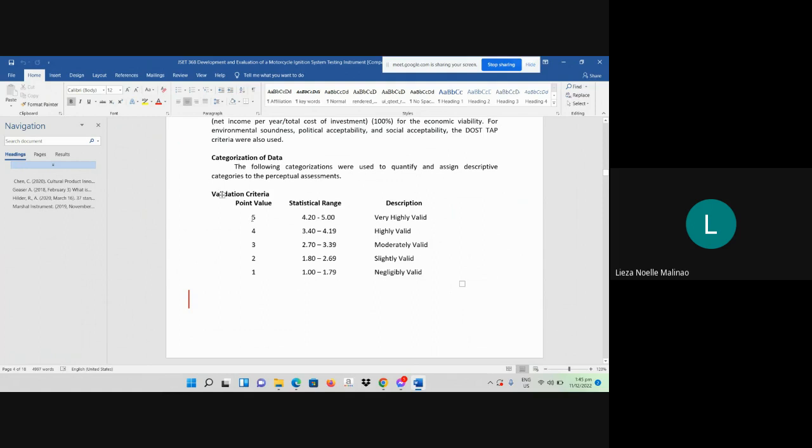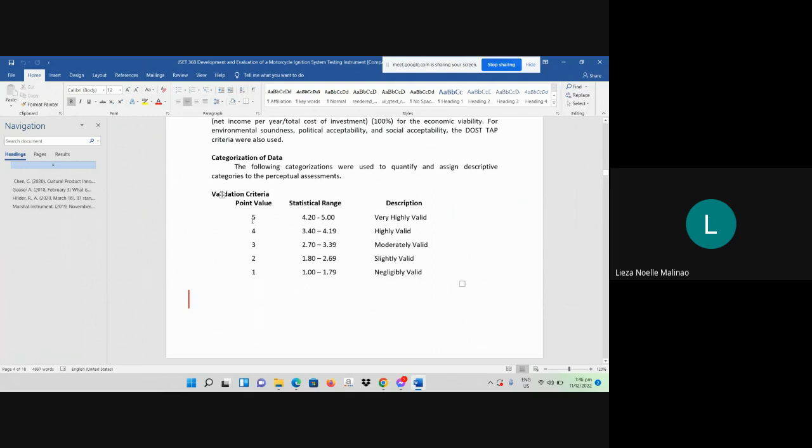So if the evaluator puts number 5, what does that mean? It means that the technology is very highly valid. Gamit gyud kaayo or acceptable kaayo, maayo kaayo. That's what the number 5 means. How about the number 1? What's the description for number 1? Number 1, negligibly valid. Gamay ra kayo yung validity, nighalos wala siya gamit.